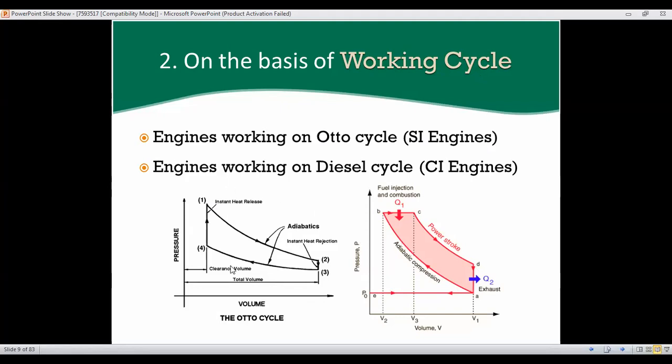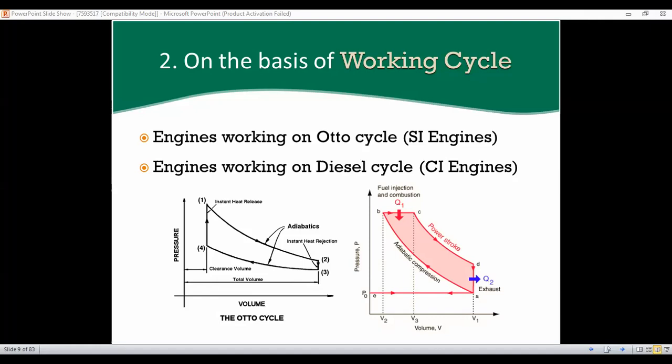Okay, so see the difference between this, which is your Otto cycle, and this, which is your diesel cycle. In the diesel engine, this is our power stroke, and this is adiabatic compression, and this is the exhaust stroke. So in the diesel cycle, you can see the length A and D is more than here 3 to 2, which is in the Otto cycle.